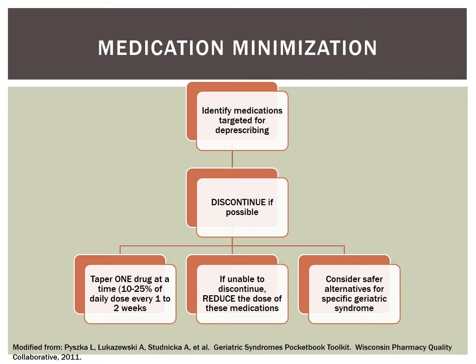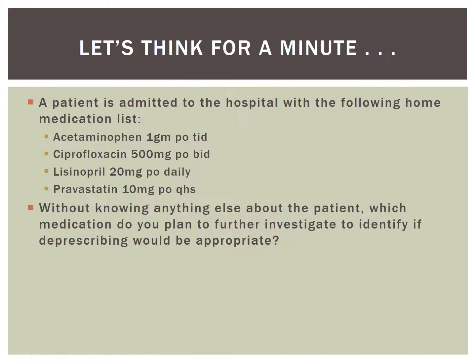So when you're trying to minimize medications, you can identify medications that you're going to target for deprescribing. Ideally, you want to discontinue those. If you're unable to discontinue them, you can consider either reducing the dose or tapering. If we taper, we want to only taper one medication at a time, and you can use the general rule of thumb of decreasing the dose by about 10 to 25% every 1 to 2 weeks. And if neither of those options are feasible, you can consider safer alternatives for specific geriatric syndromes.